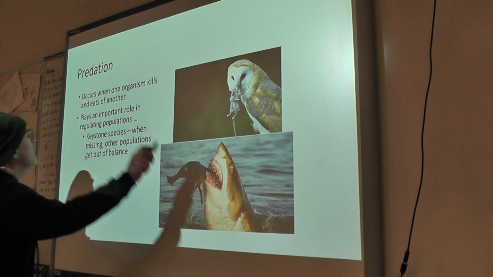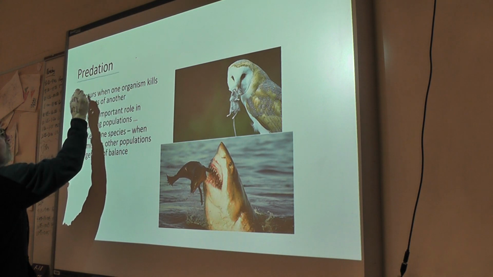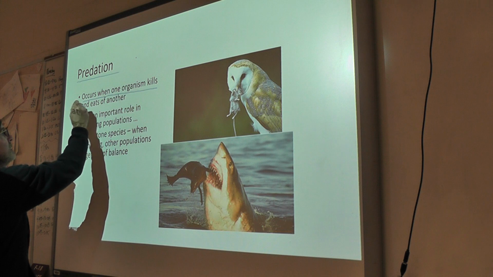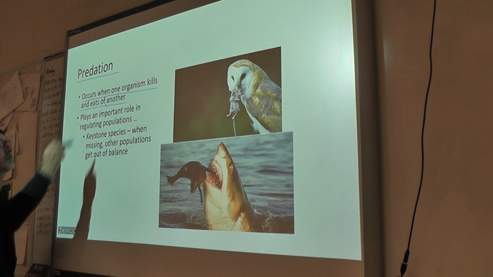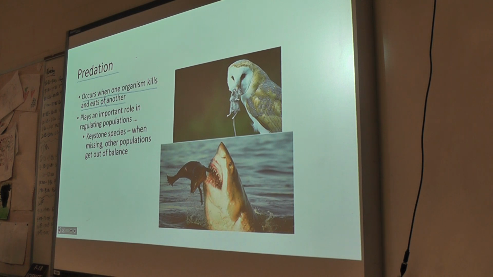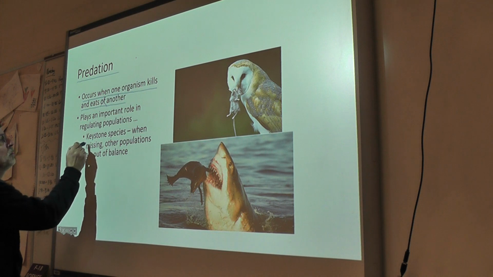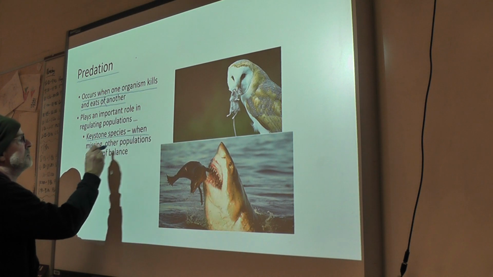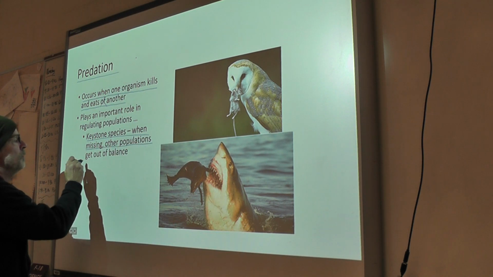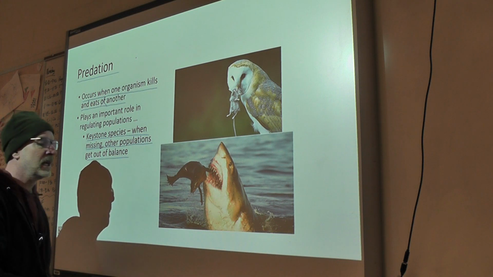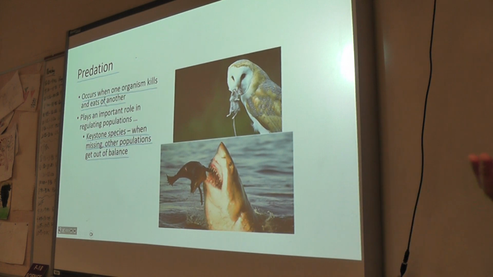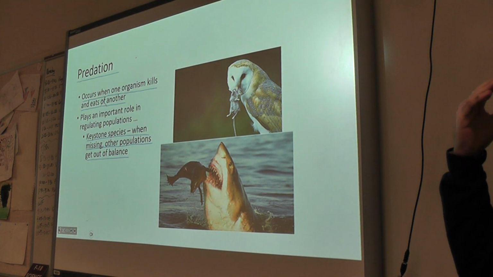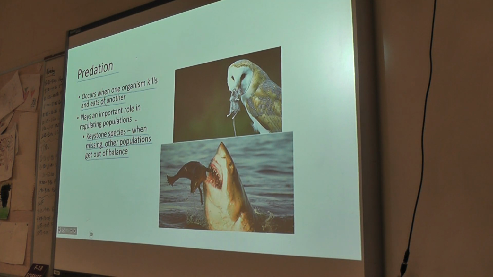So I do want to have you write down that predation occurs when one organism kills and eats another. And then this idea of a keystone species is something I do want you to write down as well. A keystone species is something that we don't really necessarily know what it is until it's gone. And then as soon as it's gone, what we see is a cascade of changes in other organisms.